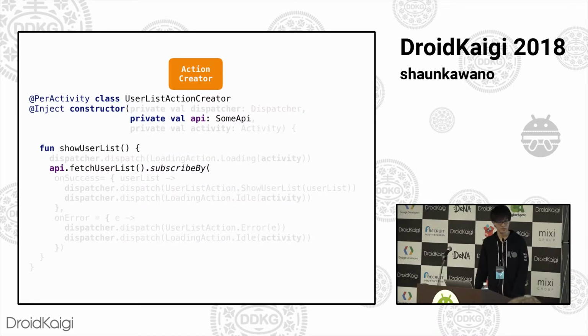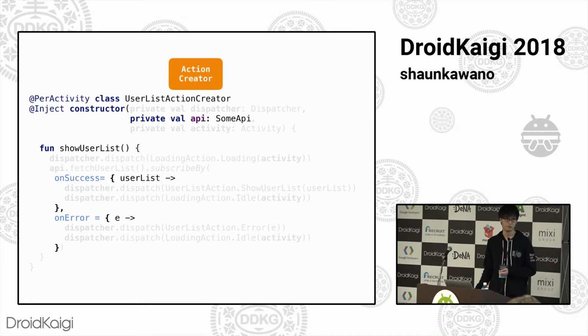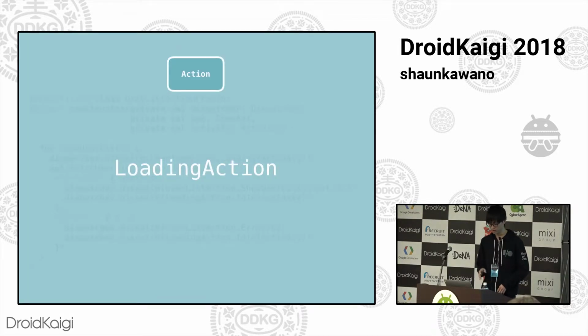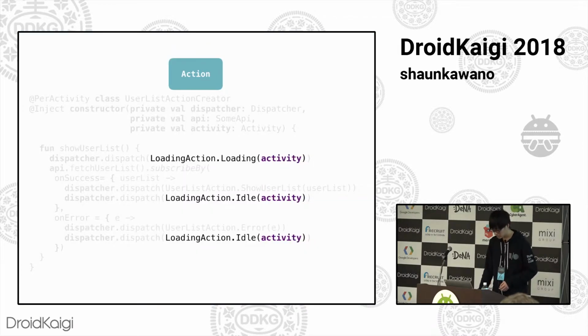So what it does is it fetches a list of users from the network. And if it's on success, we get user list. And if it's on error, we get a throwable error. And that's basically what action creator does. And next, we're going to initialize loading action. So let's see how loading action is initialized and how it looks like. So loading action is initialized here.